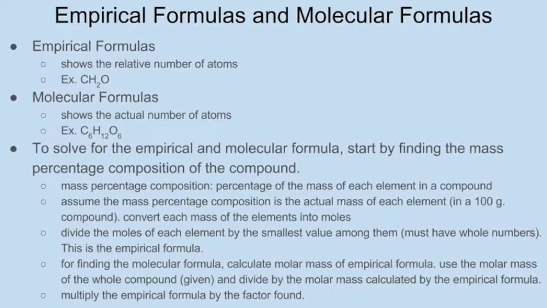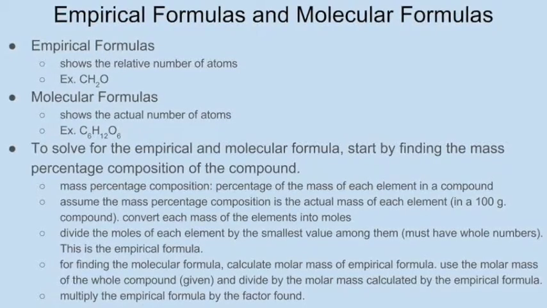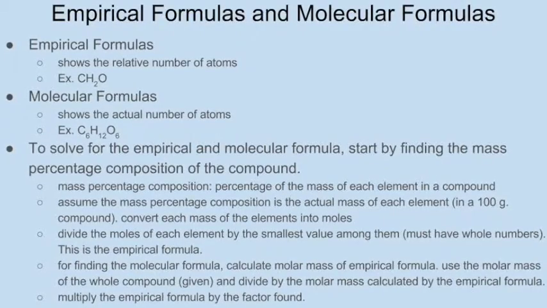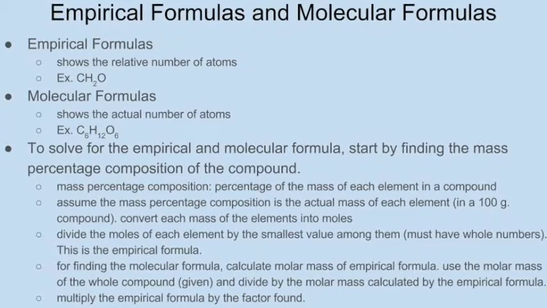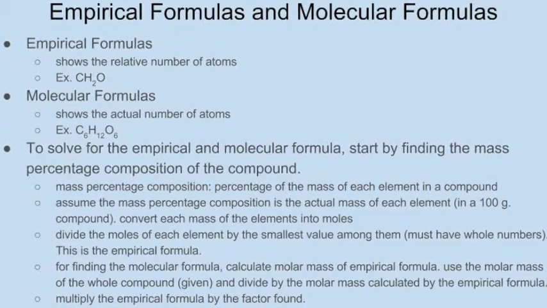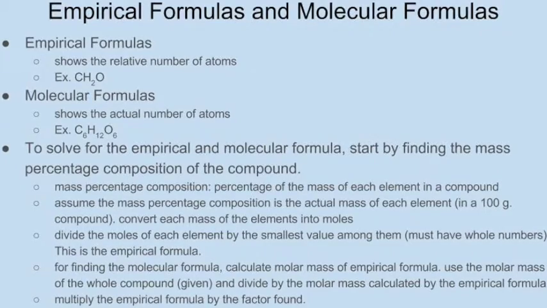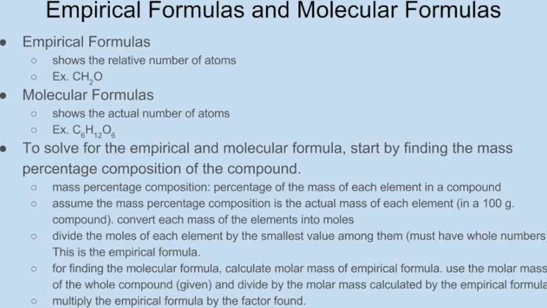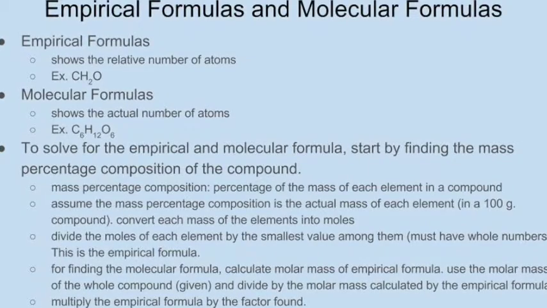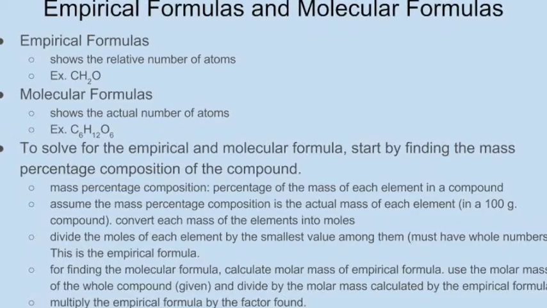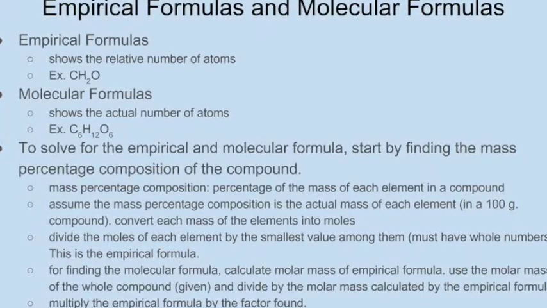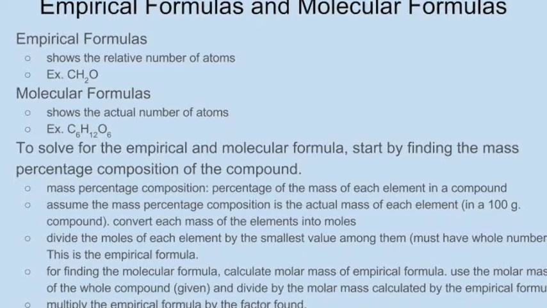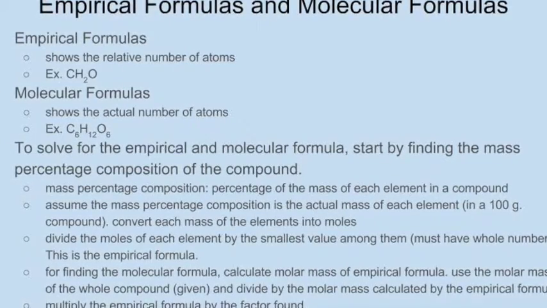To solve for an empirical and molecular formula, we start by finding the mass percentage composition of the compound, which is also known as the percentage of the mass of each element in a compound. To start, we assume that we have a 100-gram compound. Because of this, the mass percentage composition is the actual mass of each element. We use this mass to convert into moles. We divide the moles of each element by the smallest value among them. But the thing to keep in mind, however, is that we have to have whole numbers. So if one of the values turns out to be 1.33, we will have to multiply each of the moles by 3.